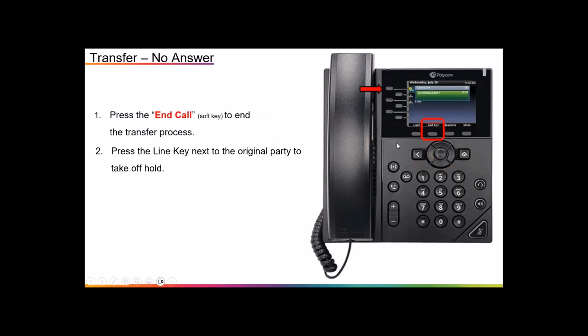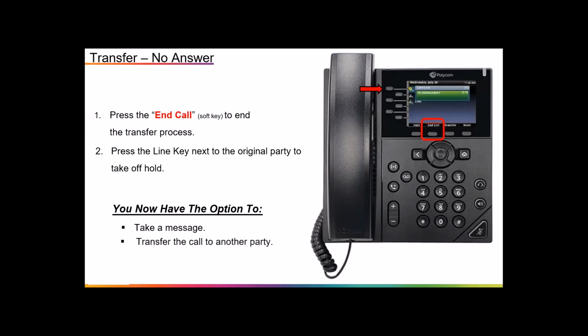All right, so let's say you're doing a warm transfer and the other party is just not picking up. In order for you to end the transfer process, all you have to do is just press end call on one of the soft key button. And then in order for you to retrieve the call from hold, all you have to do is just press the line key button where the call is placed on hold. Now, once you have your caller again on the line, either you take a message or transfer the call to another party.